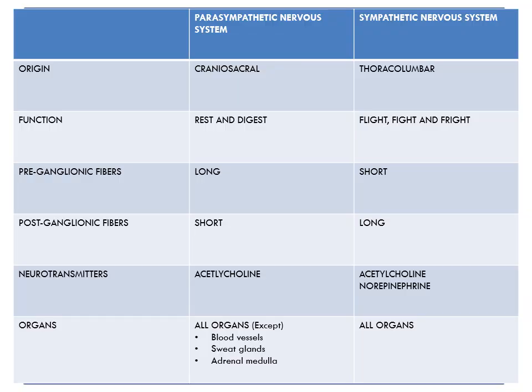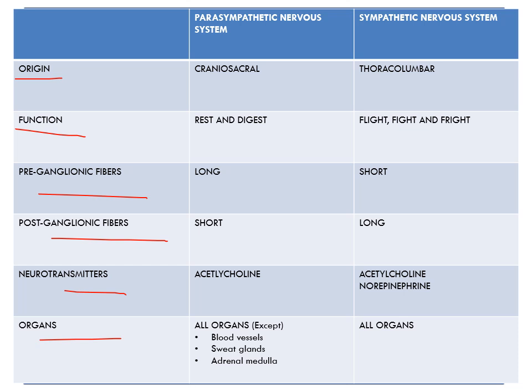Differences between the sympathetic and the parasympathetic nervous system are numerous. We talk about differences with respect to their origins, that is, their anatomy, their functions, that is, their physiology, and then some minor details in terms of their components. So the preganglionic fibers, the postganglionic fibers, the neurotransmitters, and then the different organs which they tend to innervate.